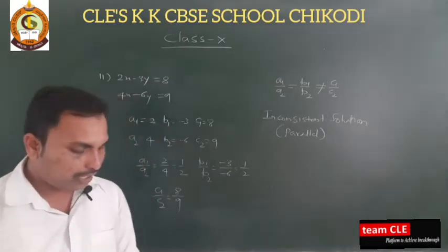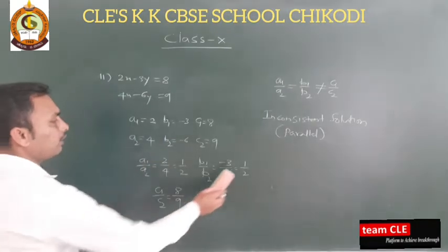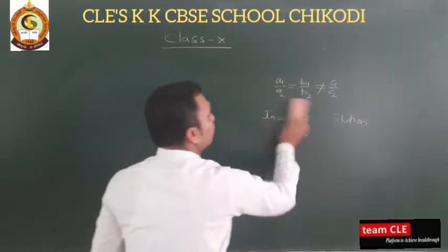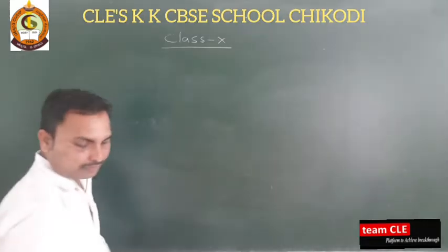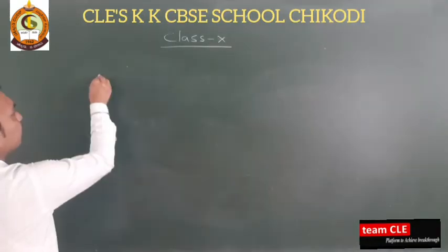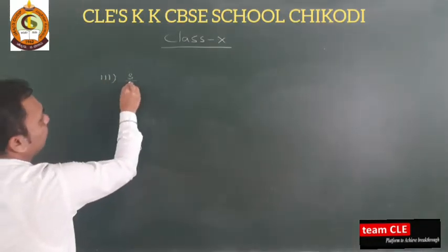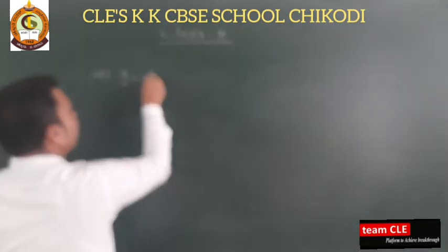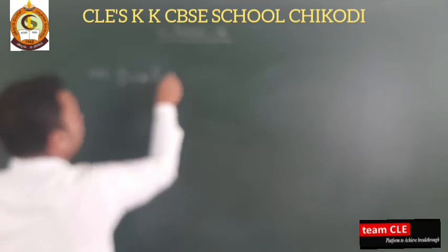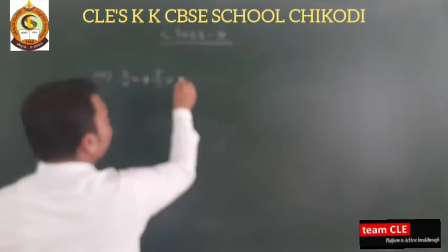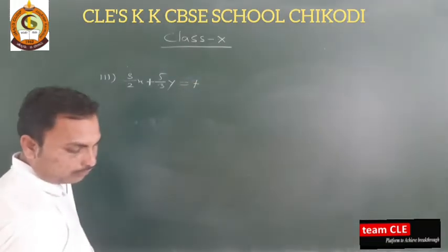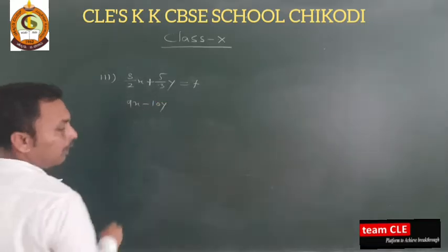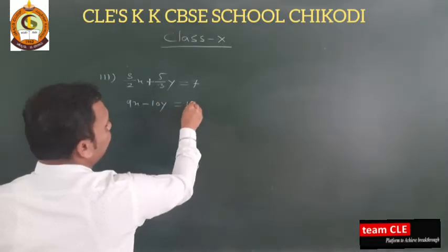So this is the second one. I'll move with 4 and 5, otherwise I'll move with the third one. Okay, third one. See the third one: 3 by 2 into x plus 5 by 3 into y is equal to 7. Now 9x minus 10y is equal to 14.